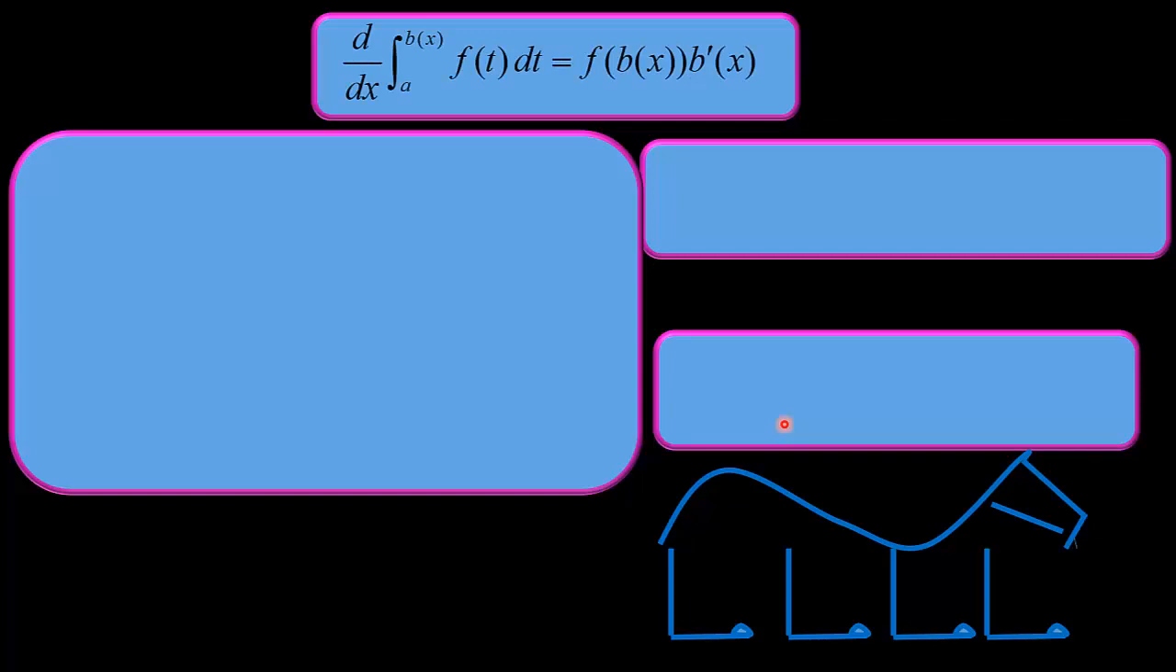Okay, now let's suppose that we've got some other function up here, not just an x. We've got maybe x squared or 4x or something like that. We're going from a to some function of x.